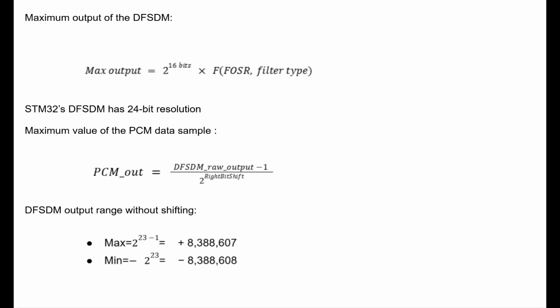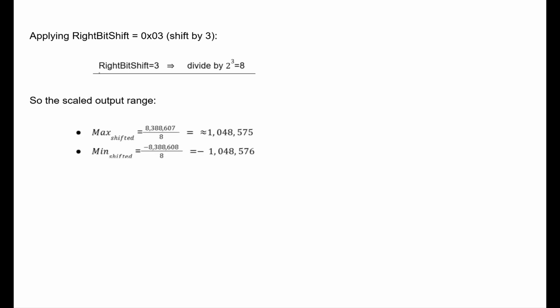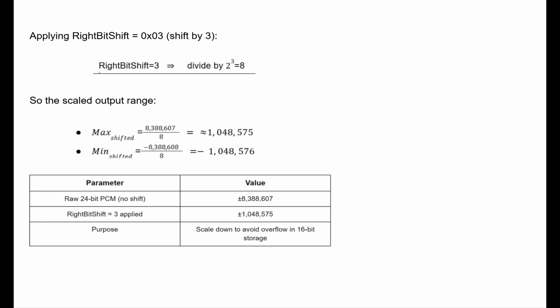If we apply a right bit shift, let's say shift by 3, we are dividing the raw data by 8, which means we are downsampling the data. The purpose of the right bit shift is to scale down to avoid overflow in 16-bit storage.